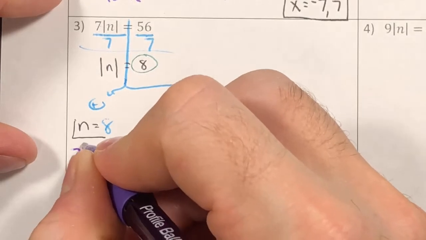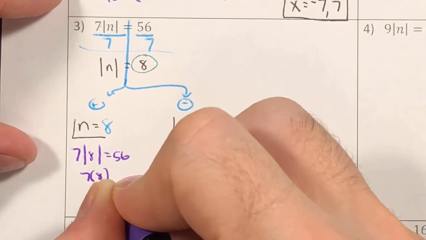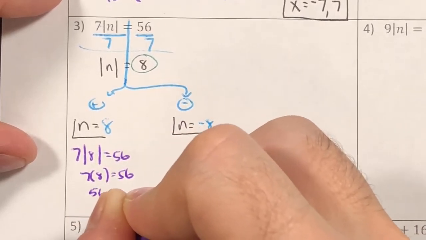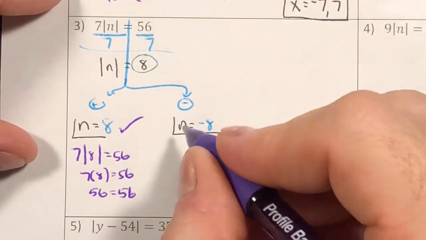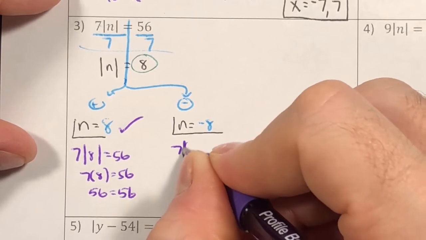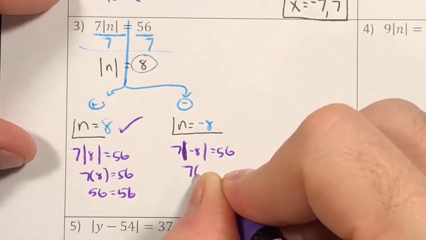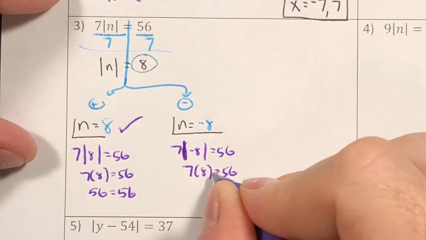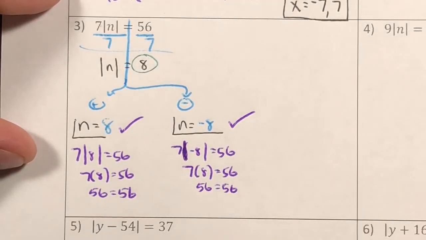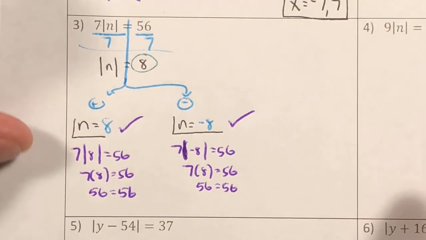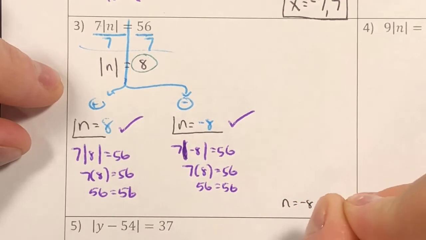So I'm going to plug in 7, absolute value of 8 is equal to 56. The absolute value of 8 is 8, so it's 7 times 8, which is 56. That answer is validated. Do the same thing with negative 8. So 7 times absolute value of negative 8. Absolute value of negative 8 is a positive 8. 7 times 8 is 56. So that answer is also validated. Perfect. So there we go. That means our answer set is going to be n is equal to negative 8, comma, positive 8.